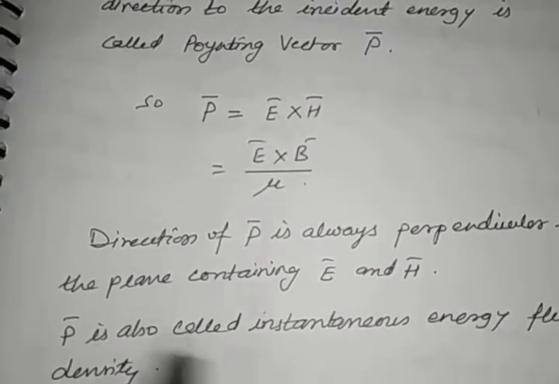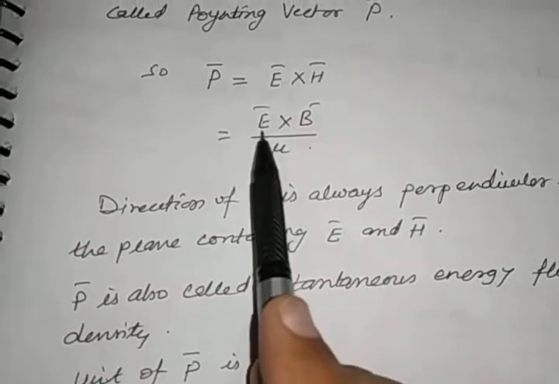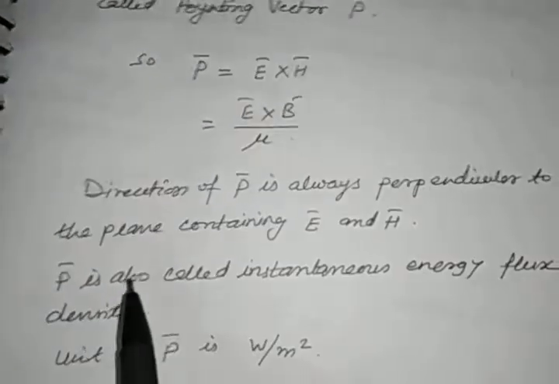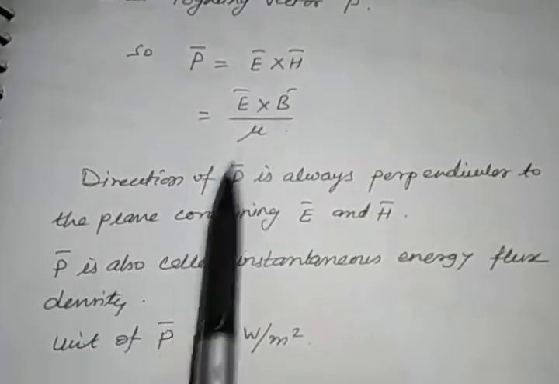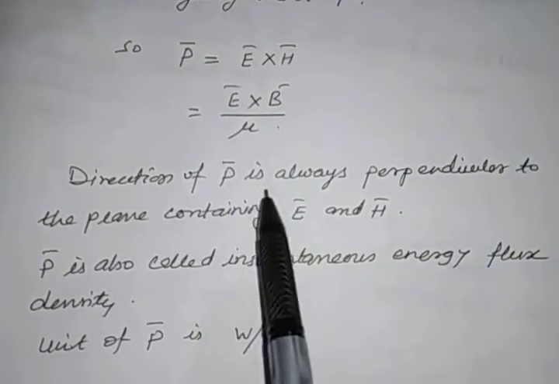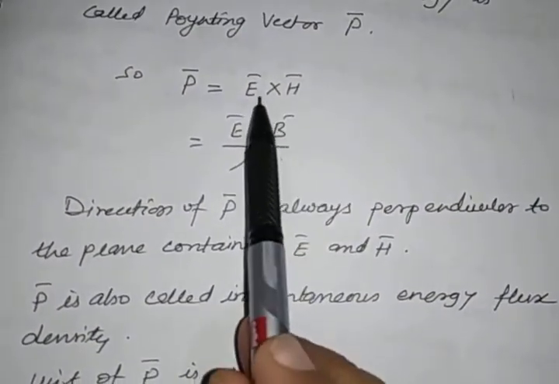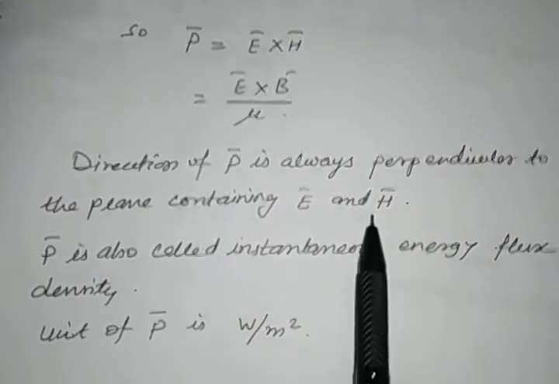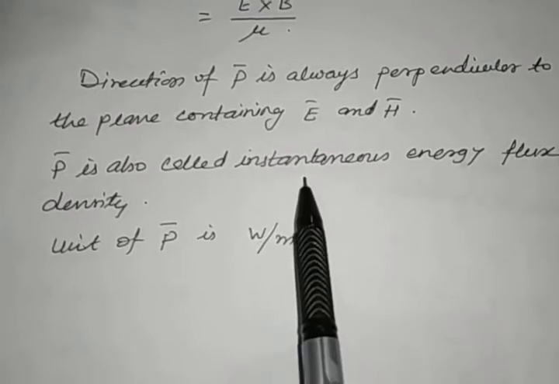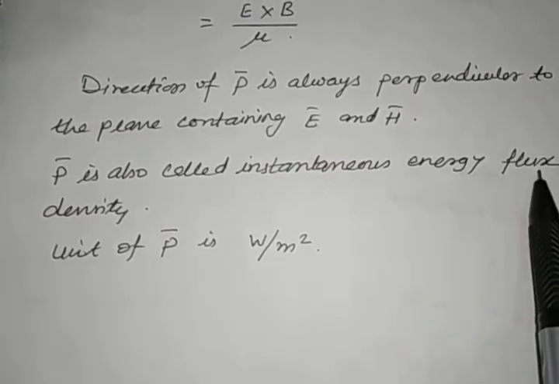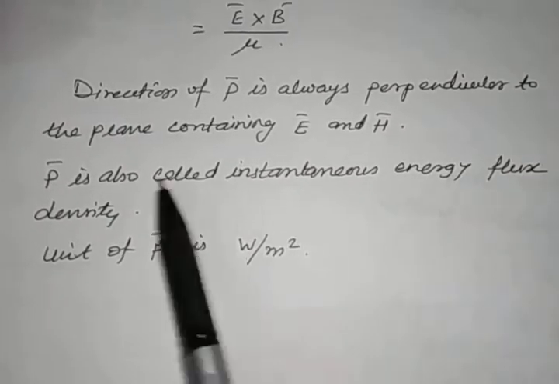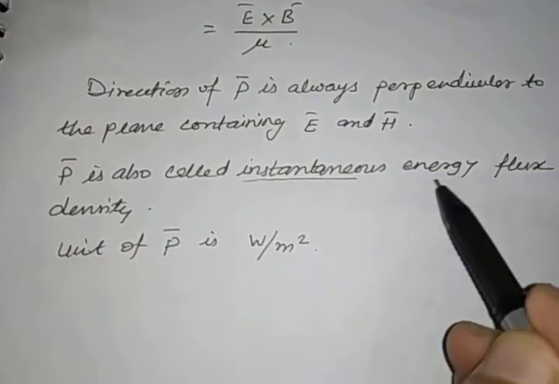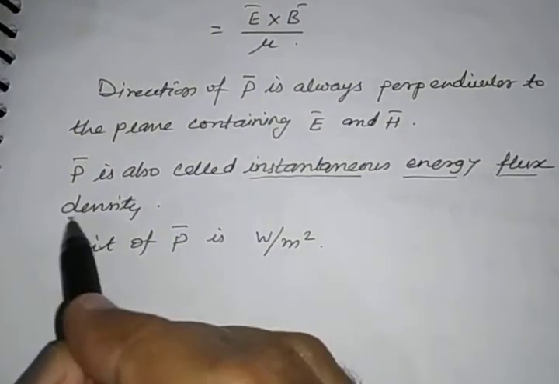According to the environment, we can put the value like E cross B by mu naught, or E cross B by mu for any conducting media. Now, because it is a cross product, the direction of P will always be perpendicular to the plane containing the E and H vectors. And P is also called the instantaneous energy flux density.